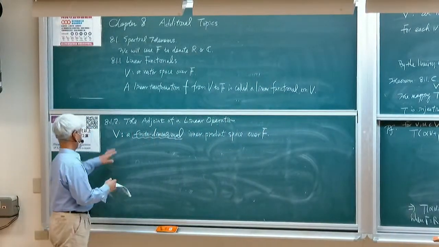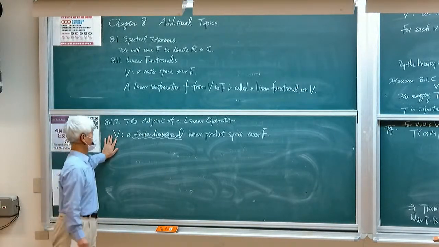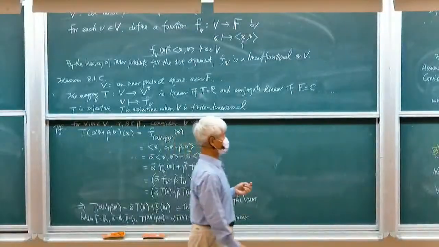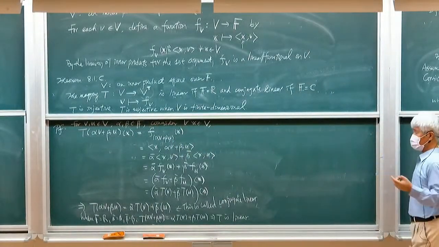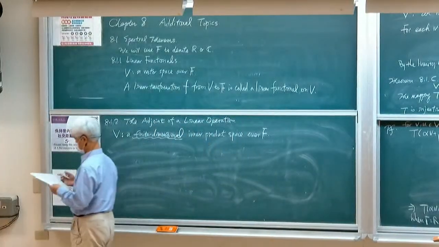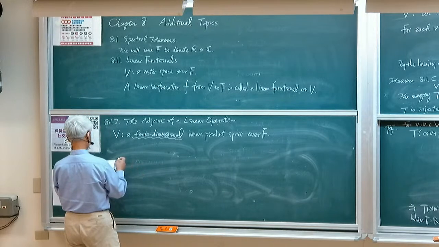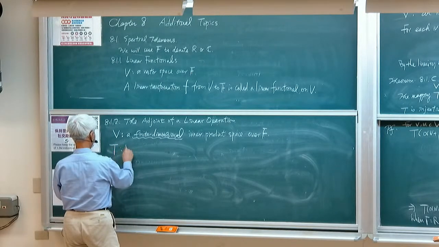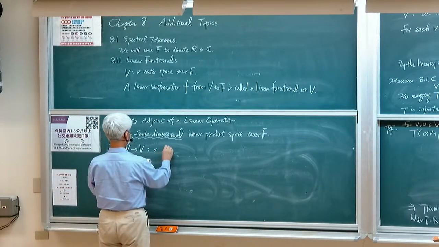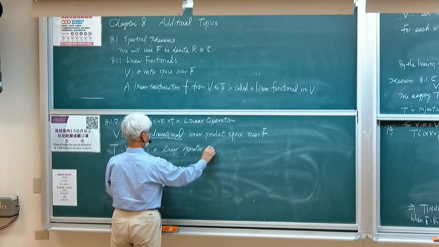For example, V star, its dual space, has the same dimension as V. Second, every linear function in V star is actually obtained by taking the inner product with a certain vector v in the inner product space V. All right, so consider T as a linear operator on V.